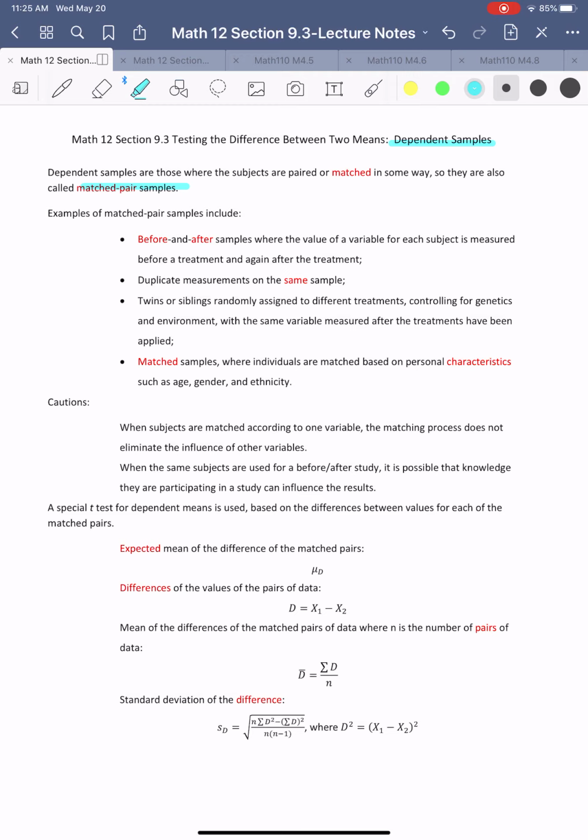Cautions. When subjects are matched according to one variable, the matching process does not eliminate the influence of other variables. When the same subjects are used for a before-after study, it is possible that the knowledge they have participated in the study can influence the result.